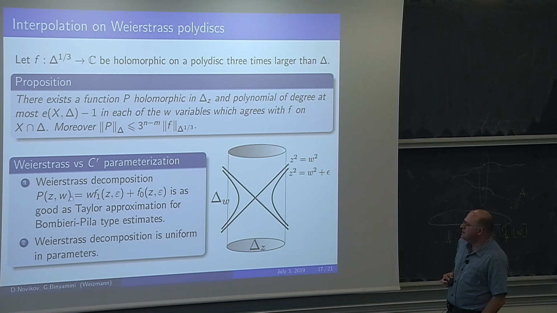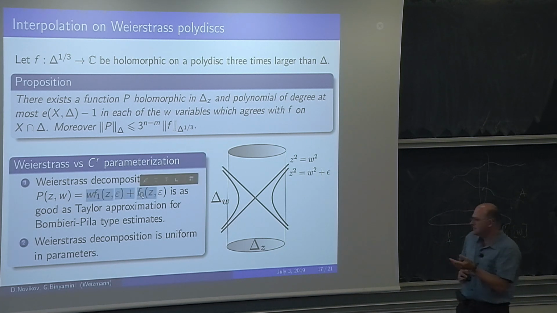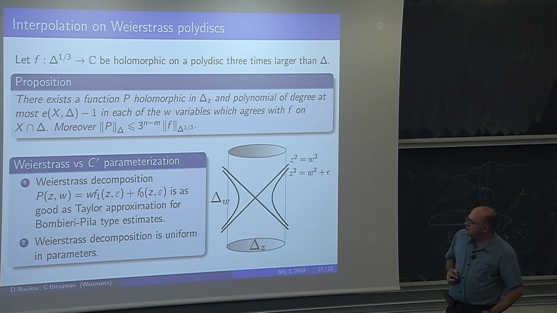It turns out that this decomposition is as good as the Taylor approximation for the Bombieri-Pila type estimate. Before, we approximated functions with Taylor polynomials, and what essentially was important is the number of different monomials of different degrees. And here the same procedure works as before.